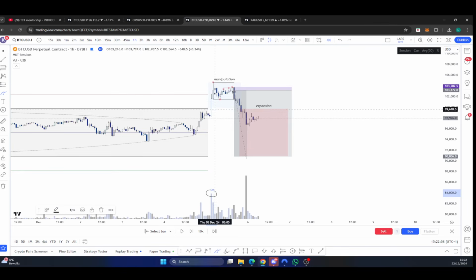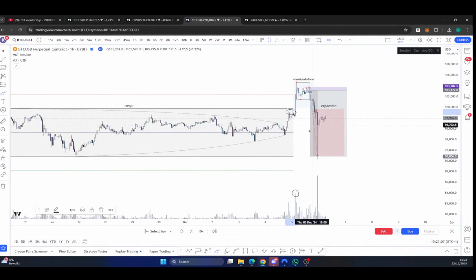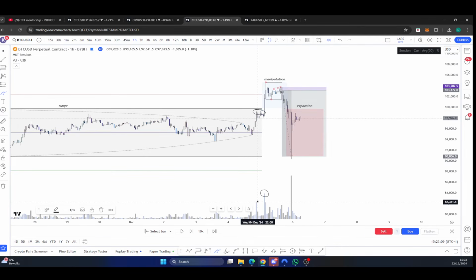That is people opening up long positions because most of the liquidity was already grabbed on this move up, right? Most of the liquidity inside of the range was already grabbed on that move up, which resulted in this volume spike. So this volume spike was people opening up long positions. This is not just a theory.